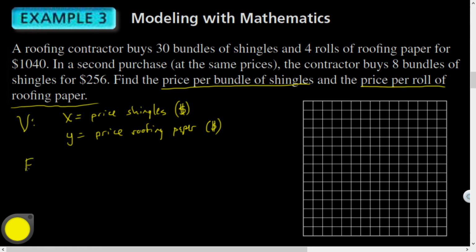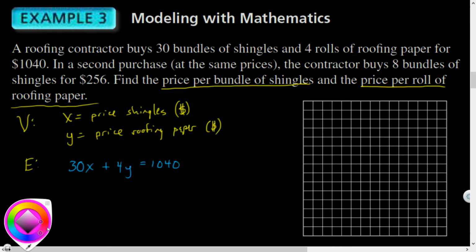So I defined my variables. Let's write our equations now. My first equation: when you bought 30 bundles of shingles, we'll call that 30, and I multiply that by the price of shingles, 30 times x, plus 4 rolls of roofing paper, plus 4 times the price of roofing paper, y. It cost $1,040, equals 1040. So that's our first equation.